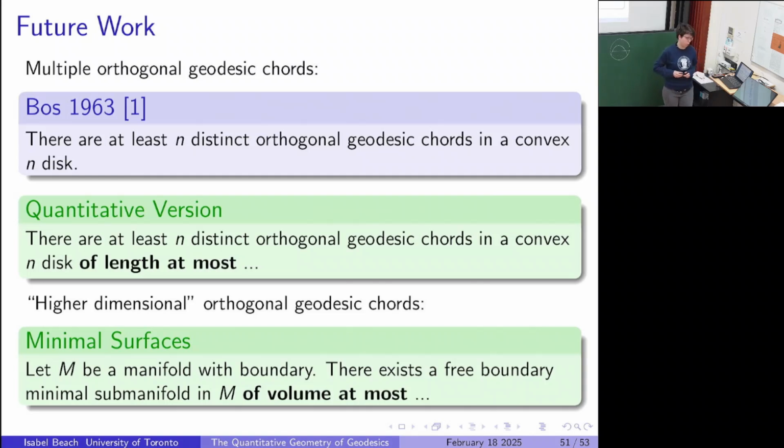Another generalization that we're interested in is viewing orthogonal geodesic chords as the one-dimensional version of free boundary minimal submanifolds. So those ones are sort of like instead of decreasing length, you're trying to decrease the volume. So kind of a higher dimensional analog to this theorem that would be of interest to me is to say that in a manifold with boundary, you've got a free boundary minimal submanifold of bounded volume. Of course, again, this is not something you'd expect to be true in general, but I would be interested in proving a result to this end.